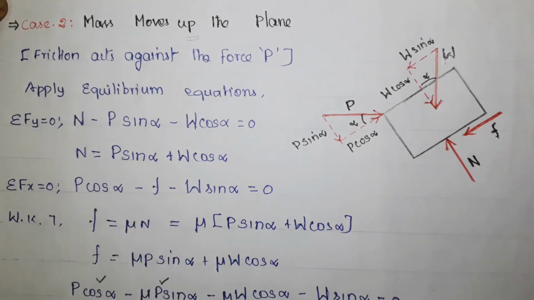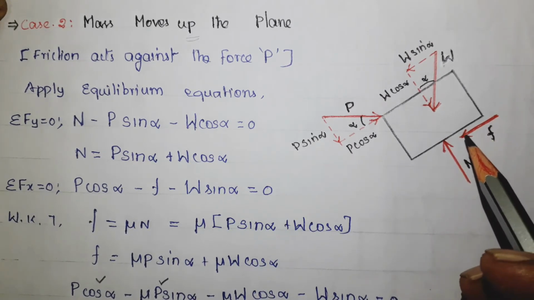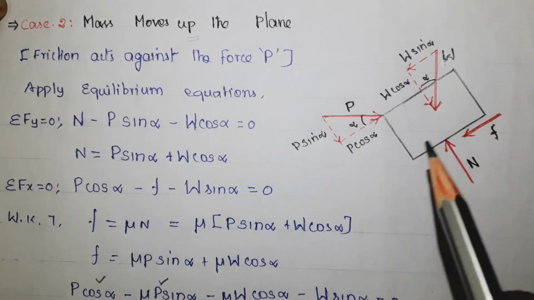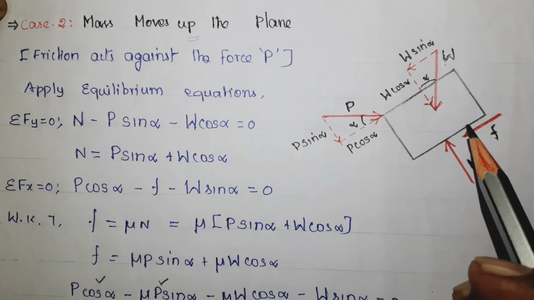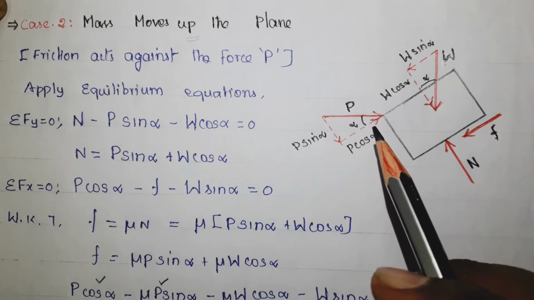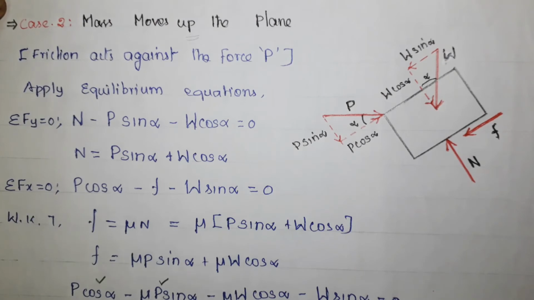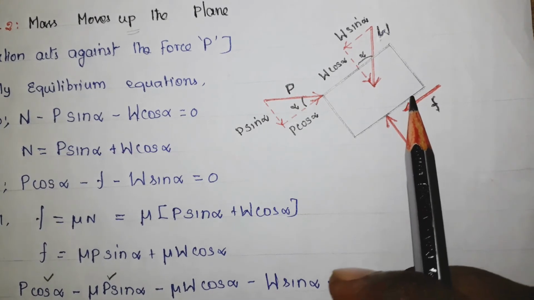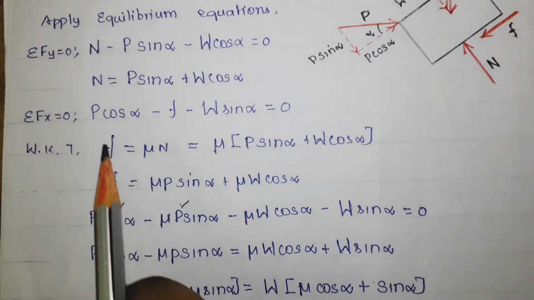Now in the next case, the mass moves up the inclined plane. Please note that here it is up the inclined plane. So the friction force will act in the opposite direction. That means it will act in the downward direction. In the earlier first condition, it acts in the upward direction, but in this case it is acting in the downward direction. So it acts against the applied force. Here it is written, friction acts against the applied force P. Now let us draw the free body diagram. This is the free body diagram, similar to the previous condition, but except for this force F, the remaining things are the same.